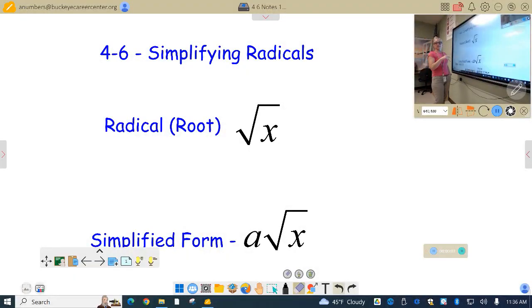Chapter 4, Section 6, Simplifying Radicals. This is just the beginning of Chapter 4, Section 6 because the rest of it will just compound on this. So we're just going to begin with 4-6 and talk about it now. So first let's just review.